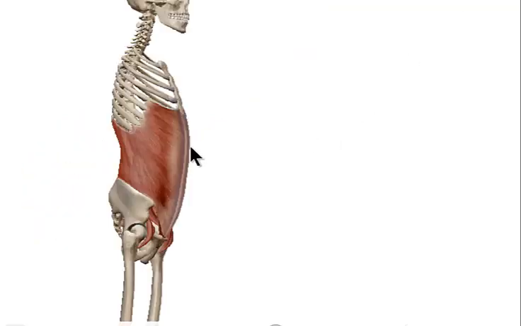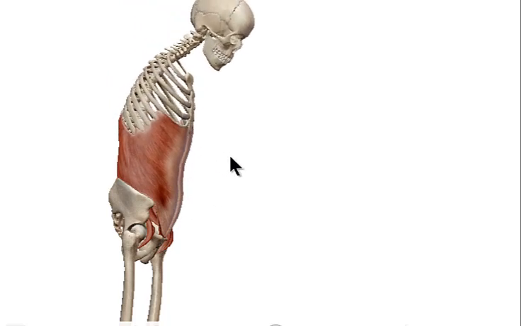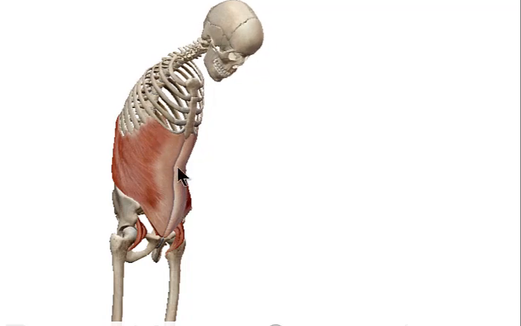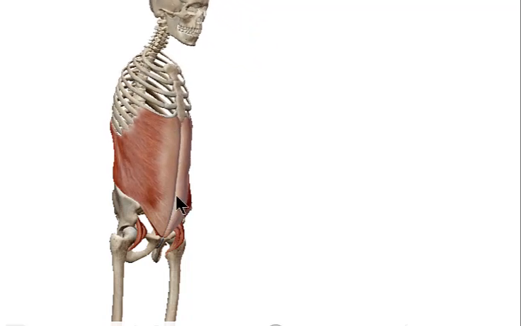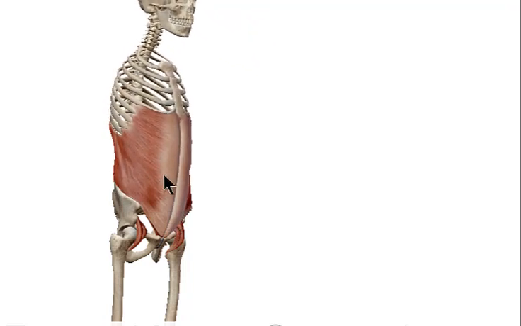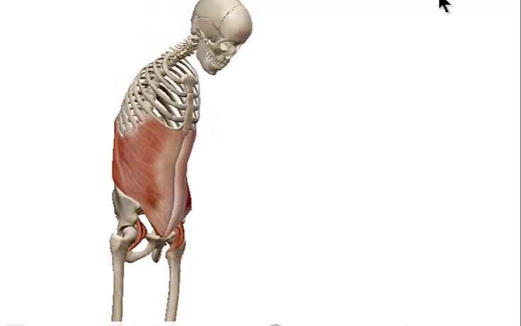Here, look at the muscles crossing in front of the trunk or vertebral column. Notice how they are flexing the vertebral column. So the rectus abdominis here principally does that, as well as the obliques up here.